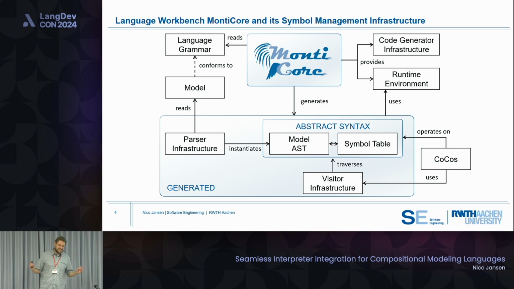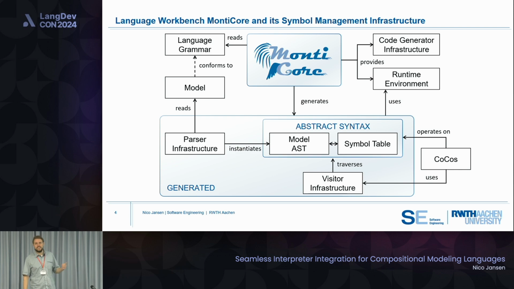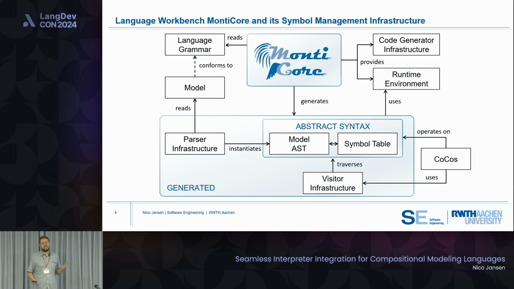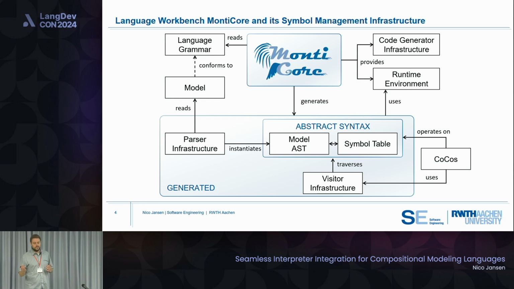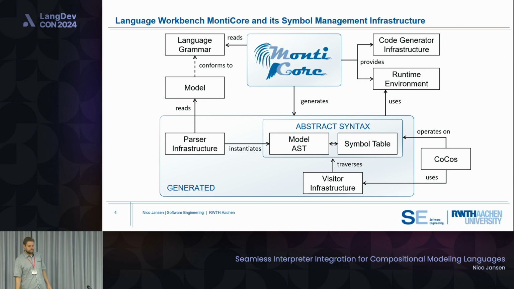If you don't know us, MontiCore, based on a context-free grammar, generates lots of stuff, obvious stuff like a parser, abstract syntax classes, so basic things for processing a model, but also a symbol table for efficient cross-navigation and cross-referencing, visitor infrastructure for traversing the AST and symbol table, also an infrastructure for additional well-formedness checks. We call them context conditions, or CoCos for short. And of course, an infrastructure for generating code.